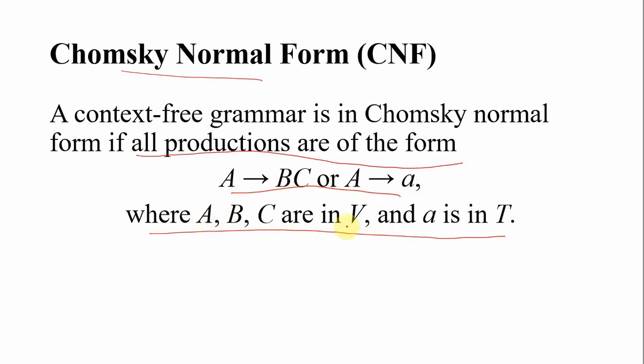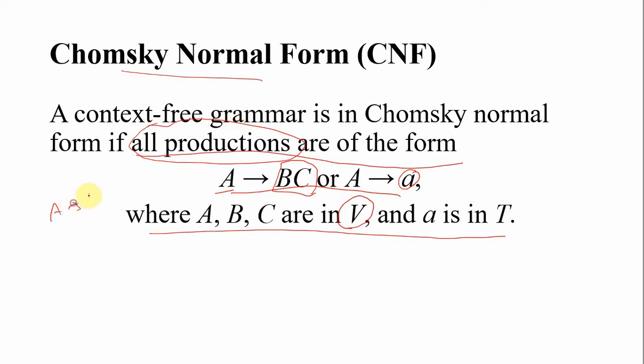Where A, B, C are in V. What is uppercase V? It is the set of variables. So on the left hand side we should have a variable obviously, but on the right hand side if we have only two variables or only one terminal, then the grammar is in CNF. So this property should be satisfied in all the productions. That is the point.